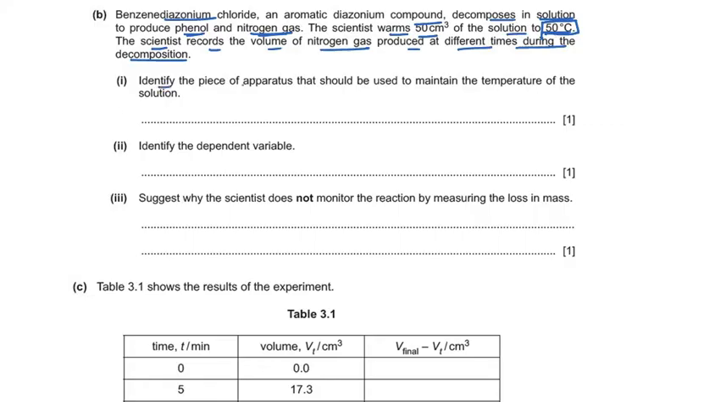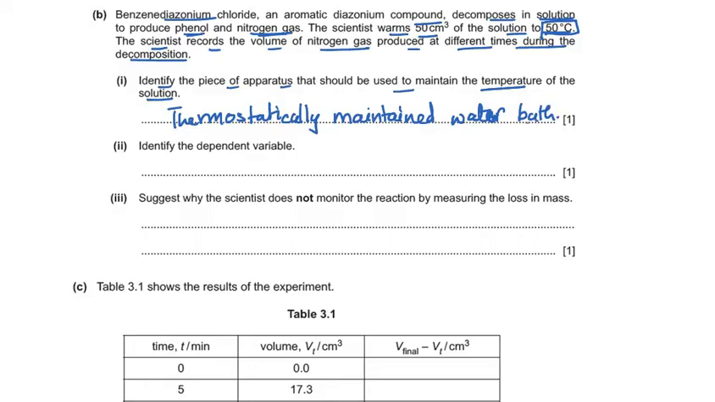It says, identify the piece of apparatus that should be used to maintain the temperature of the solution. Now if you want to maintain the temperature of solution in any experiment, the only apparatus which we use is thermostatically maintained water bath. Water bath is something which is used to maintain the temperature, and this is thermostatically maintained, means we can fix the temperature of the water bath and we can perform the reaction in this water bath.